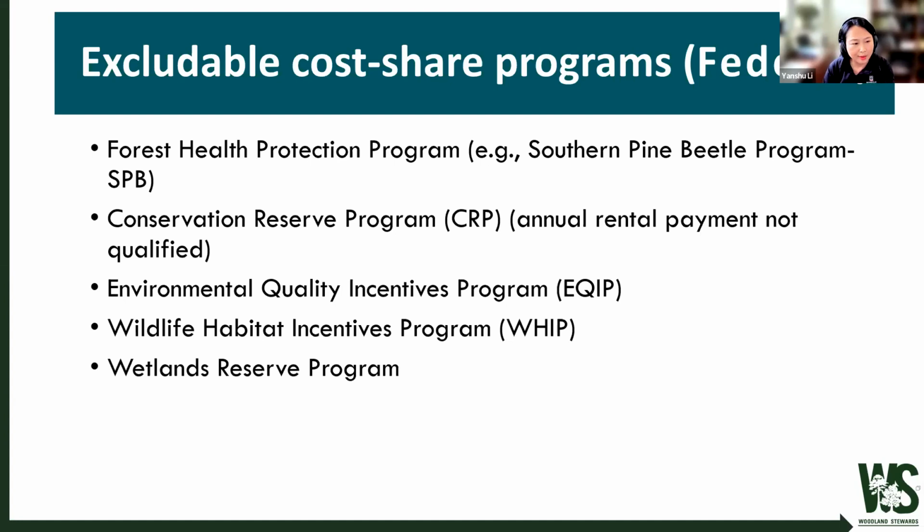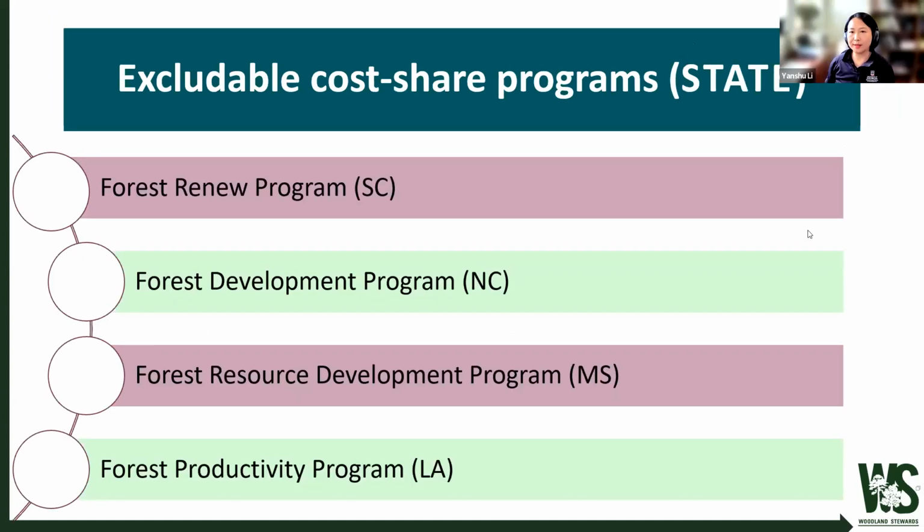So if you can, check with them, and the Wetland Reserve Program. Those are the popular federal programs that normally provide cost share assistance to private landowners. And if you receive payment from them, you are eligible for excluding the cost share payment from your taxable income.